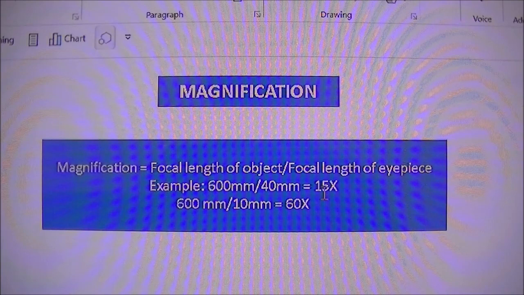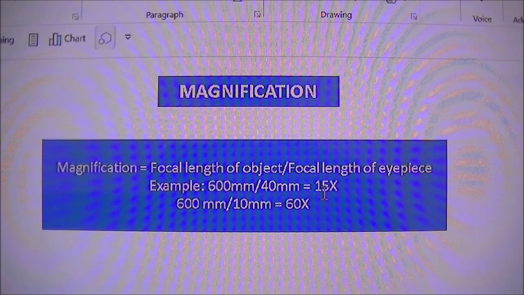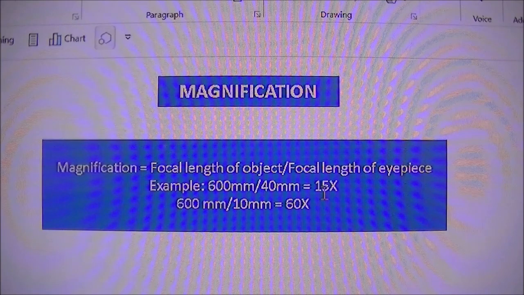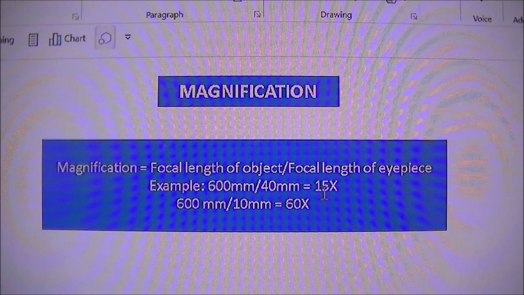So I am giving 2 examples. One is 600 millimeter, that is the telescope focal length. I'm using a 40 millimeter eyepiece. Okay, in the eyepiece it will be written like this. In the next lesson, I will put those pictures also.